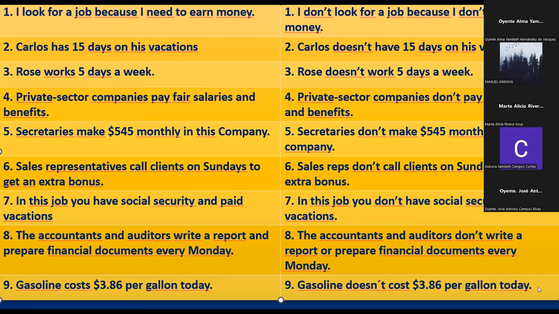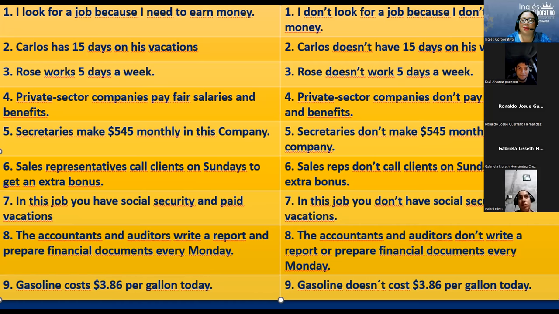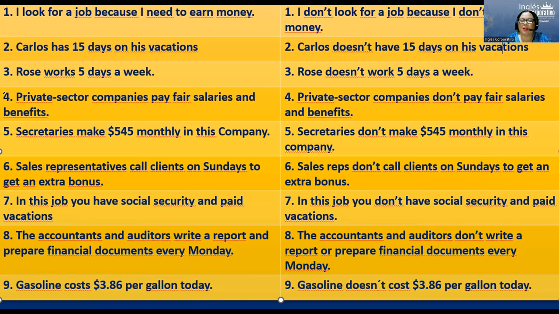Now, let's look. Samuel and Marta Alicia. Yes, please, Marta Alicia. Number four. Me ayuda con lo primero. Yes, sure. It's private sector. Private sector companies pay fair salaries and benefits. Ahora dígalo completo así fluido. Private sector companies pay fair salaries and benefits.